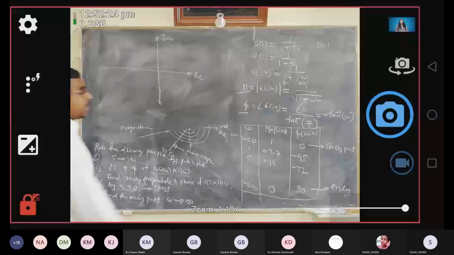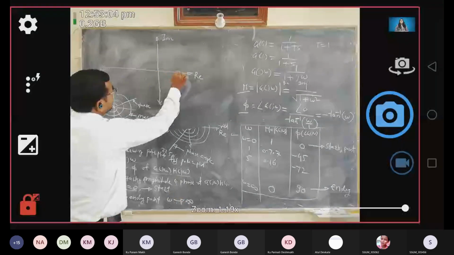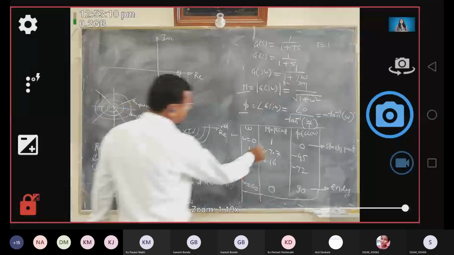You can remember this diagram. This concentric circle indicates what? Concentric circle क्या indicate करते हैं? This indicates magnitude. Okay, and this line indicates the phase. Okay, so magnitude कितनी है? 1. Okay, so therefore you just draw. So here, somewhere here, this is my 1 magnitude, unity value +1. So this value is +1.